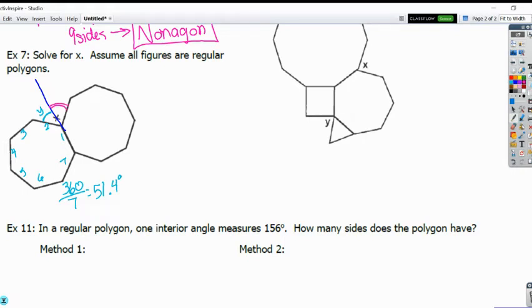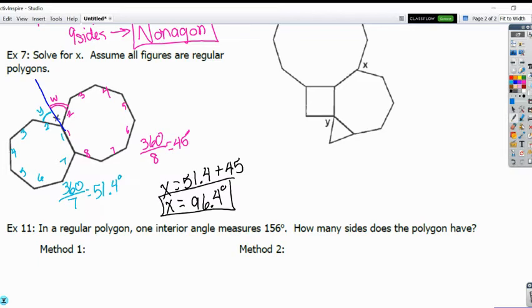Then I've got to look at the other portion of this figure. I'll go ahead and call this variable w. Got to figure out how many sides I've got. 1, 2, 3, 4, 5, 6, 7, 8 sides in that polygon. So 360 divided by these 8 exterior angles is going to be leaving me with 45 degrees for each of them. So to find my angle x, I'm going to need to take my y value of 51.4 and add on my w value of 45. So x is approximately 96.4 degrees.